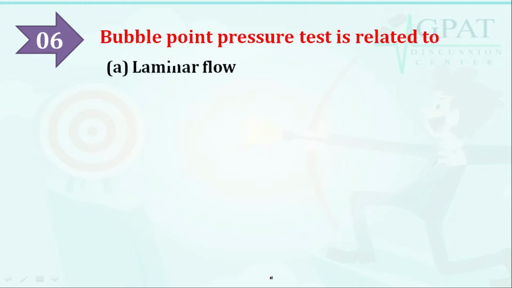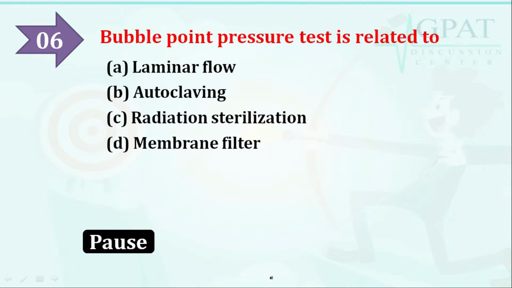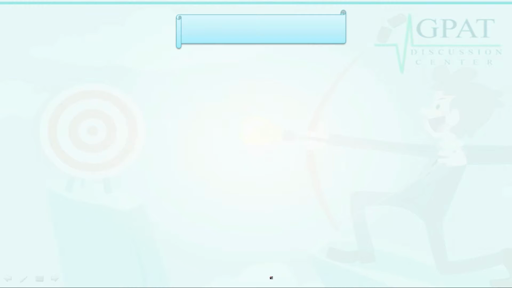Option A is laminar flow, option B is autoclaving, option C is radiation sterilization, option D is membrane filter. So bubble point pressure test is related to which of these? The correct answer is membrane filter. So bubble point pressure test is related to membrane filter.